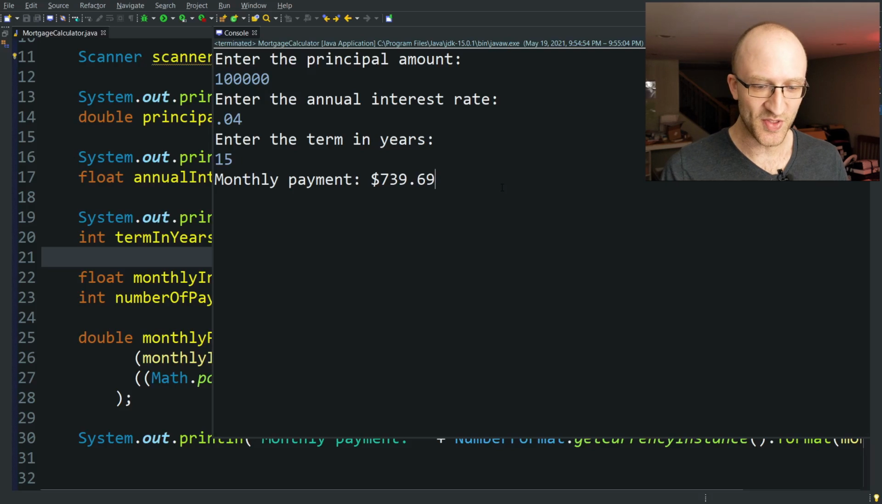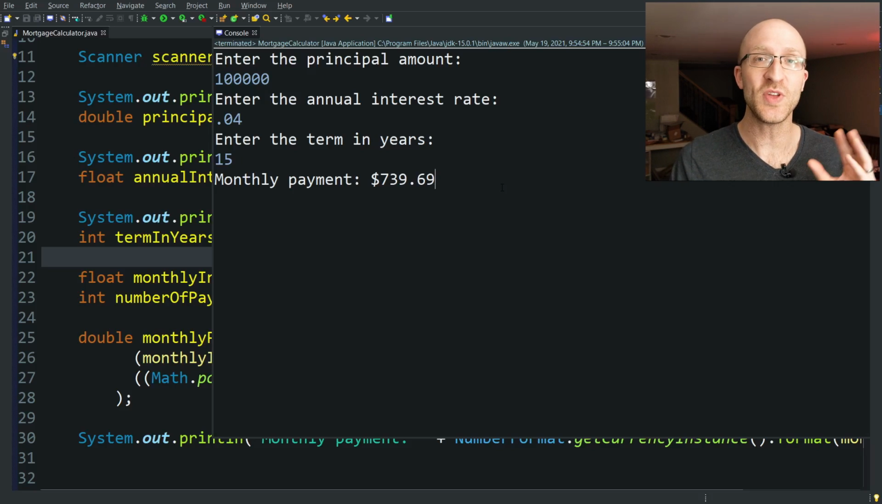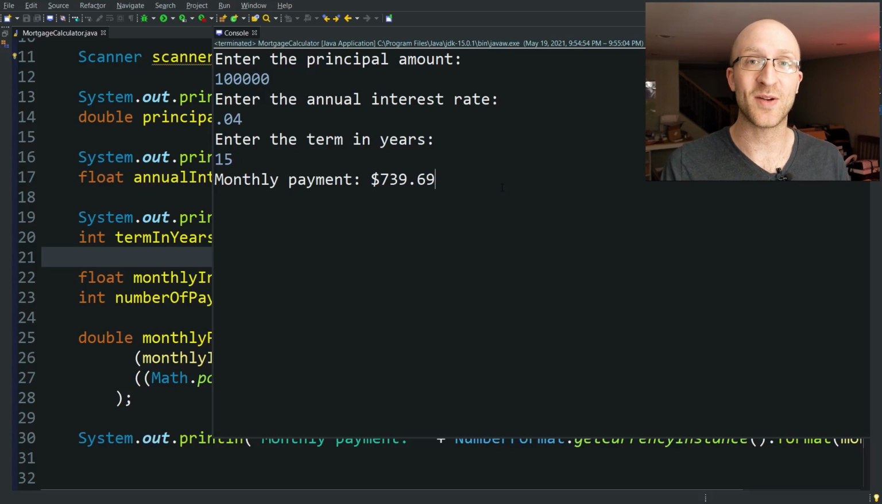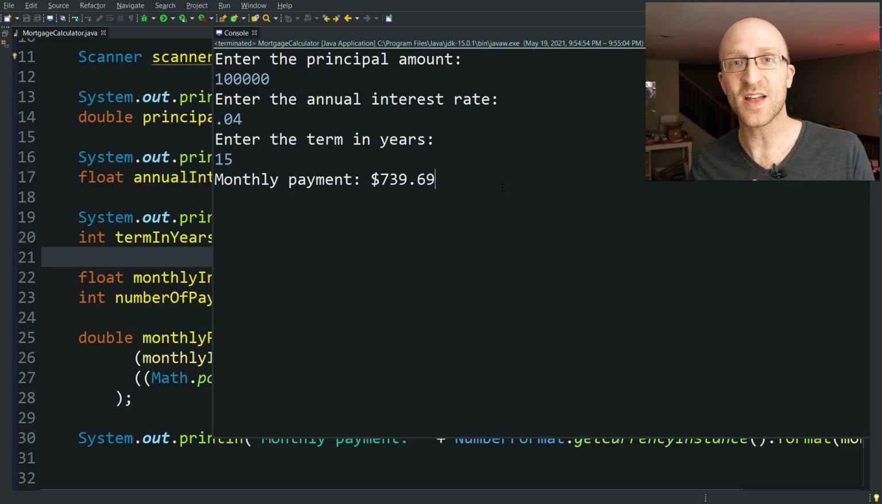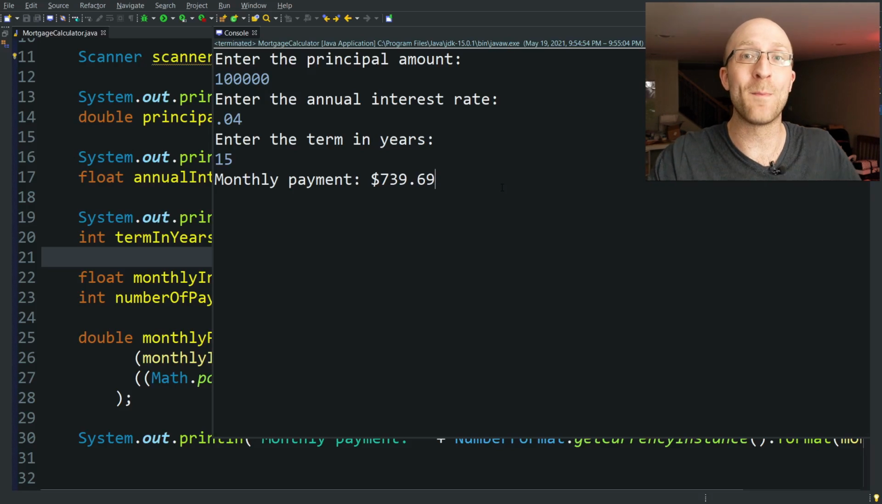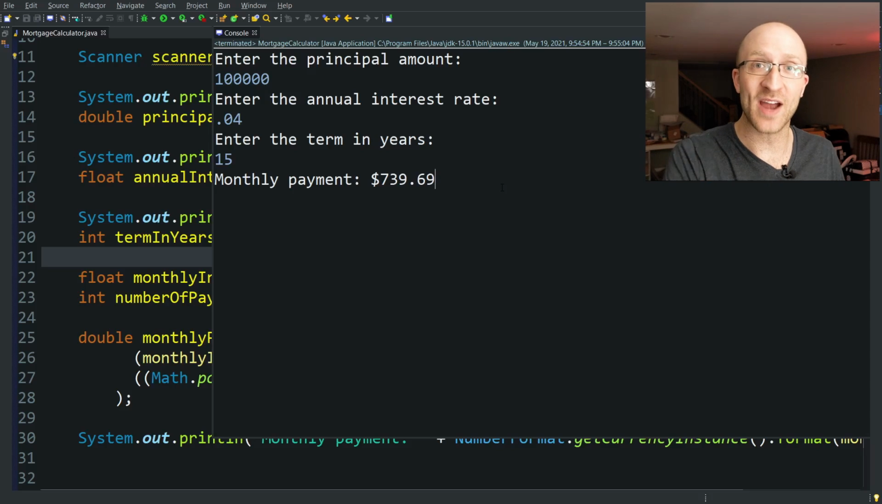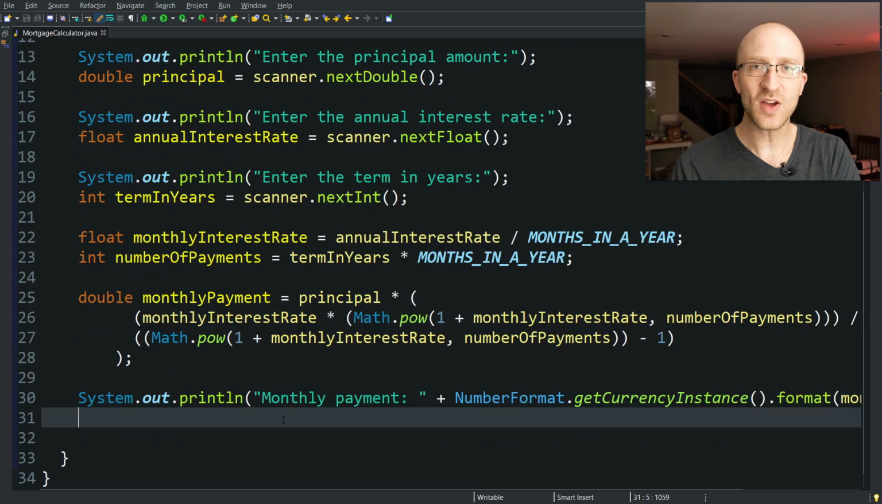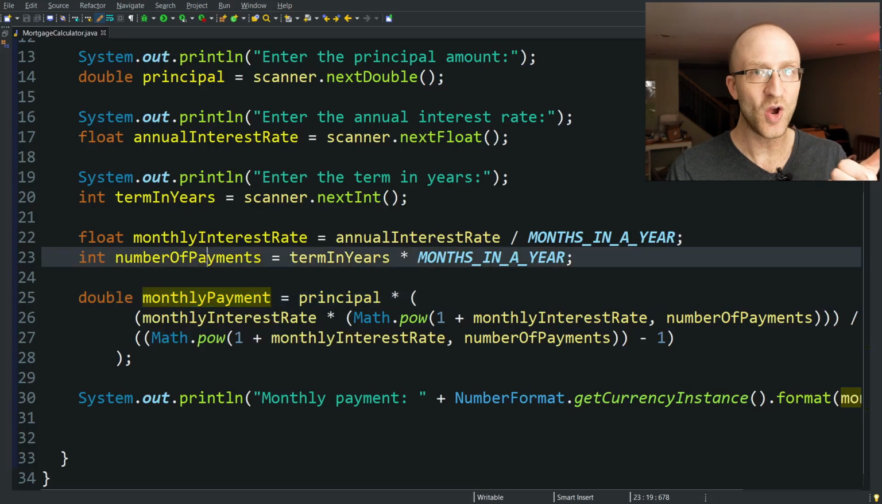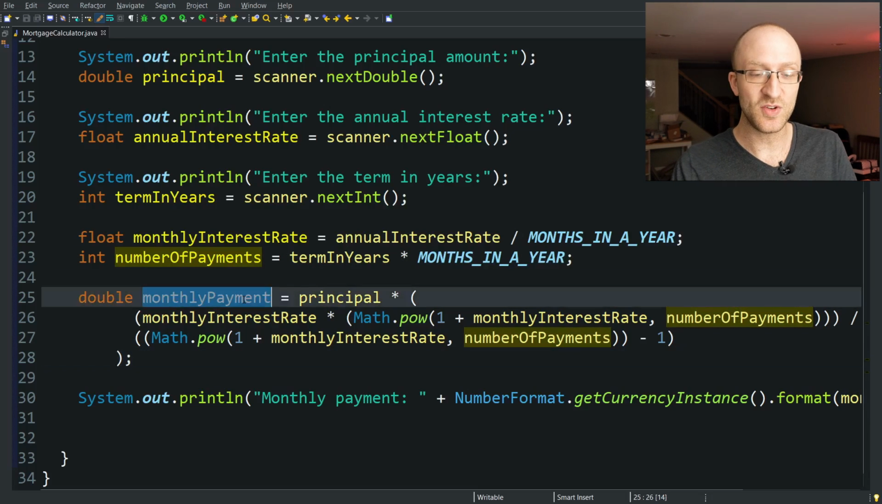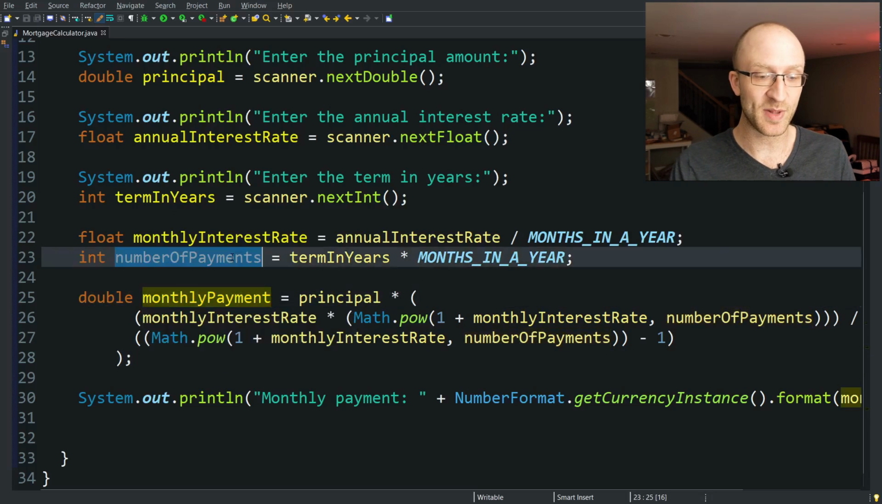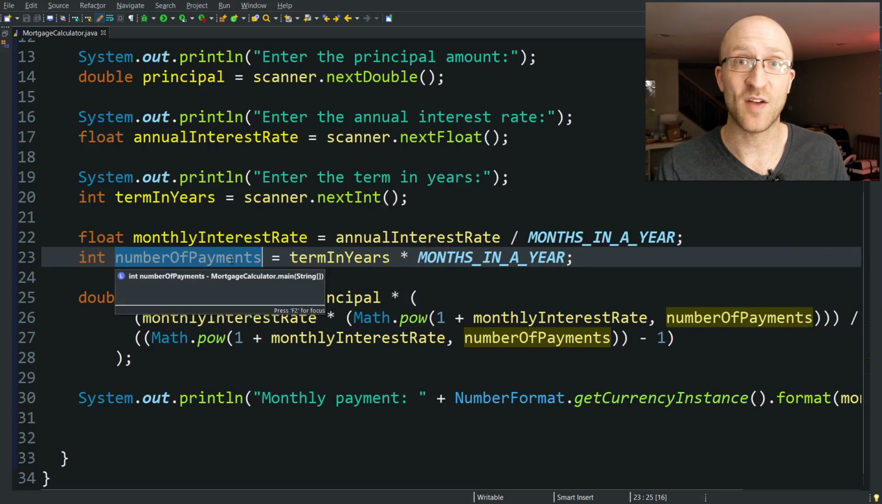So now that we've got this monthly payment printing out all pretty, let's do the calculation for the total payback amount. For example, if you take out $100,000 and have to pay it back at 4% for 15 years, what's the total amount you're going to have to pay back for that $100,000? So to calculate that is actually pretty simple, right? We know the monthly payment amount and we know the number of payments. So all we have to do is take this monthly payment amount and multiply it by the number of payments, and we have the total payback amount.